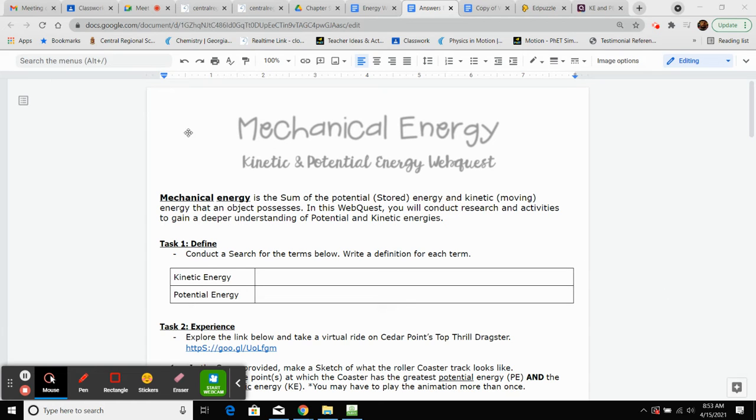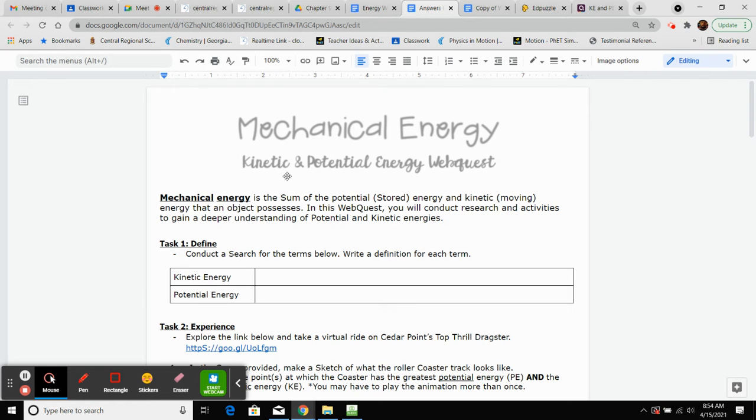Okay. So we have our mechanical energy, kinetic. Sorry about that. We have our mechanical energy webquest.